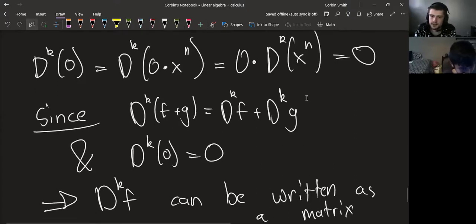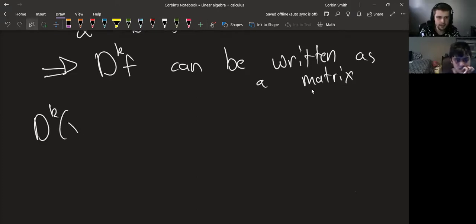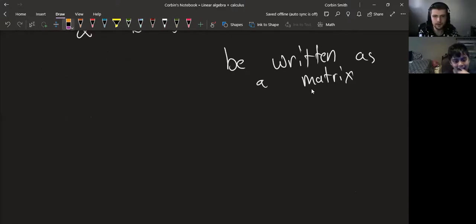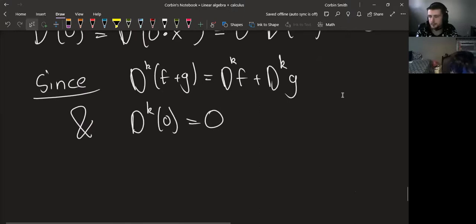All right, so let's see an example. Using the fact that dk of x to the n is equal to... Wait, before we do this, actually, let's prove a theorem. Let's prove the most powerful theorem of the night. This is going to be the theorem of the night that is going to be really good.